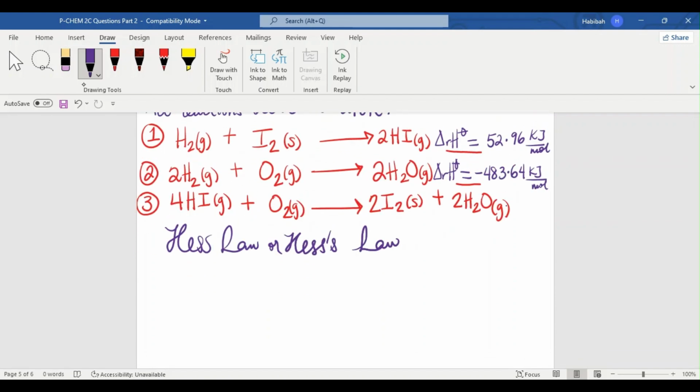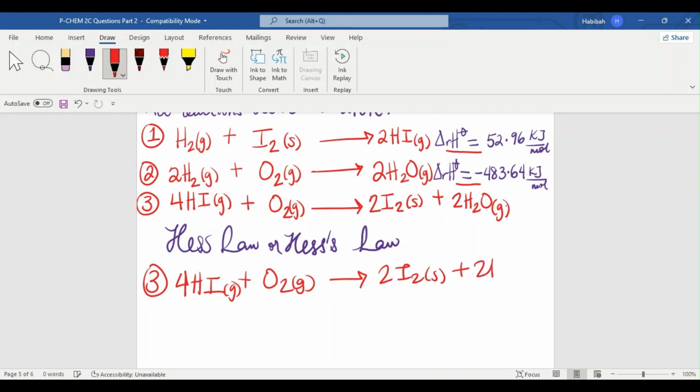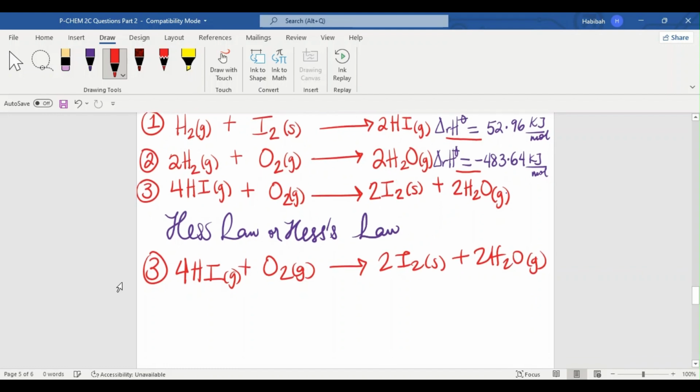So the first thing we do is I'm going to rewrite equation 3. So equation 3 here, we have 4HI gas plus O2 gas would give you 2I2 solid plus 2H2O gas, right? Well, if you look at equation 1 and equation 2, you'll see that 2HI exists in equation 1, but it's on the right side of the equation. So what we have to do now is for equation 1, remember 3 is what we're trying to get. So we're going to be using it to know how to manipulate equation 1 and 2. So for equation 1, switch both sides of the equation.